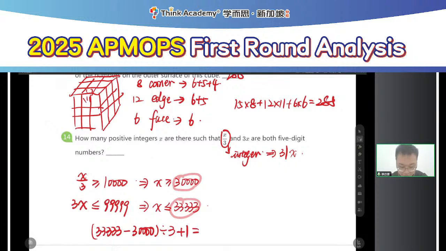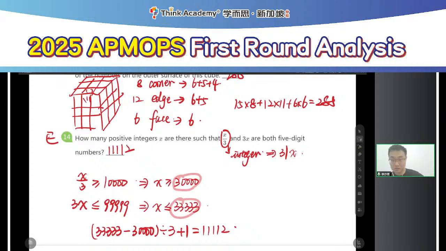So this is the final answer, 11112. I don't know if anyone's answer is 33334 for this question. Anyone get 33334? Then you just missed this condition, right? Generally, it's an easy question.